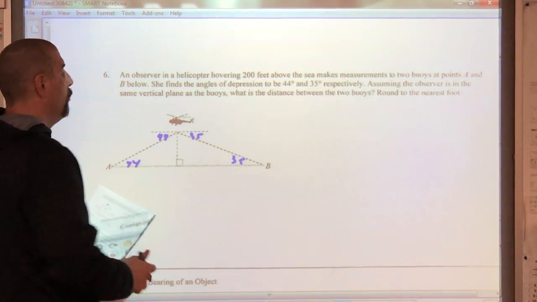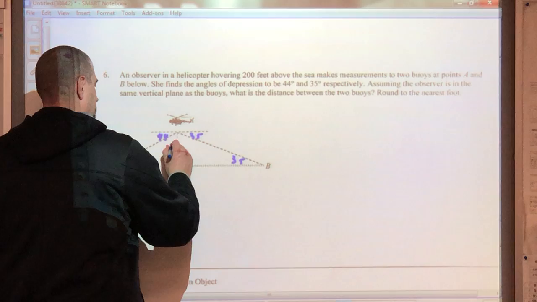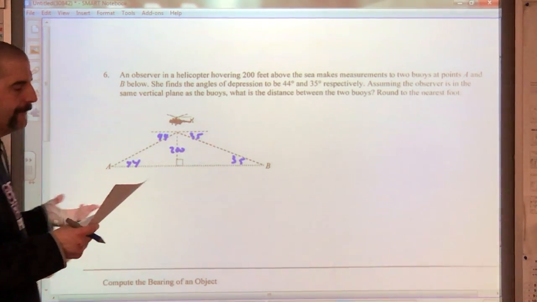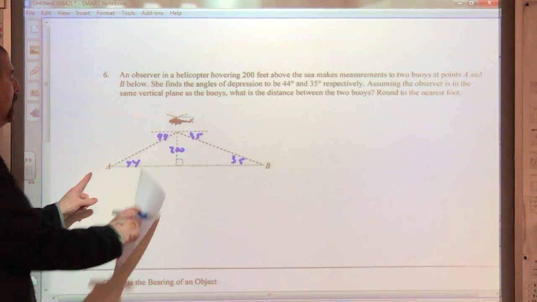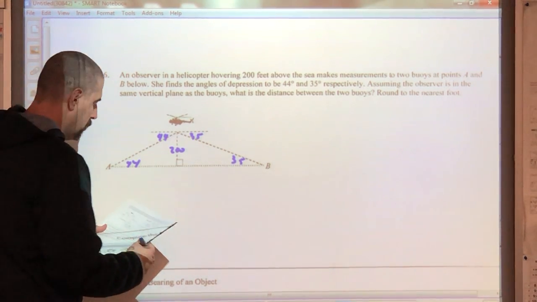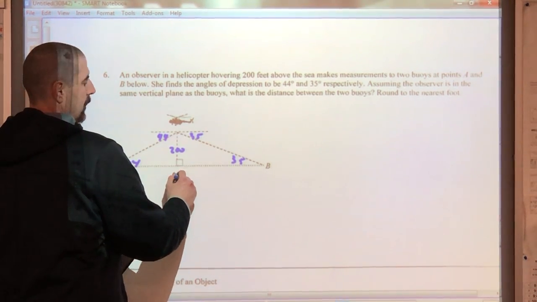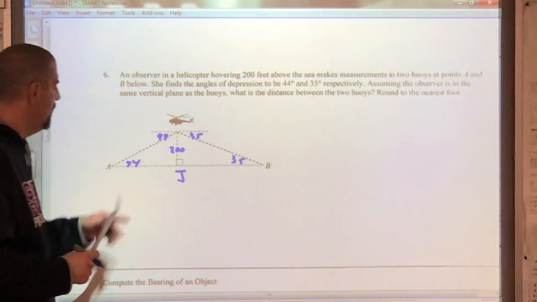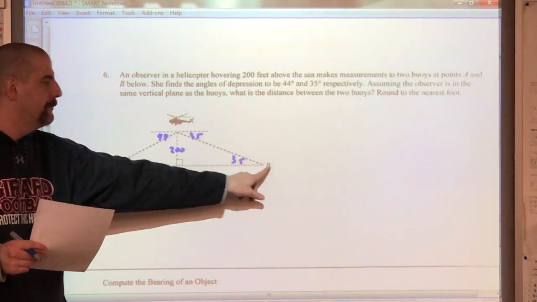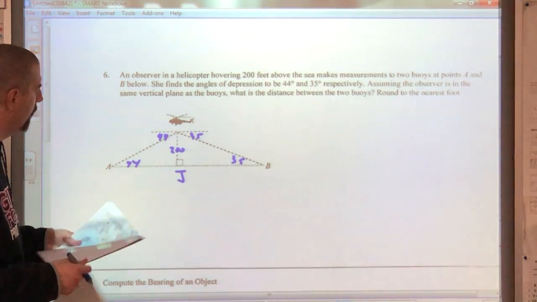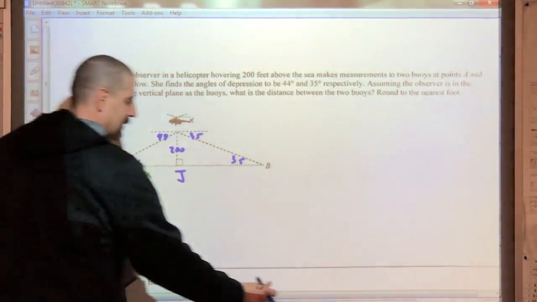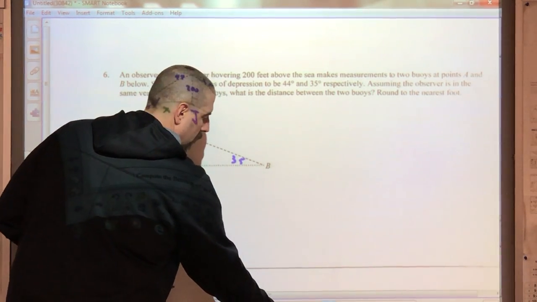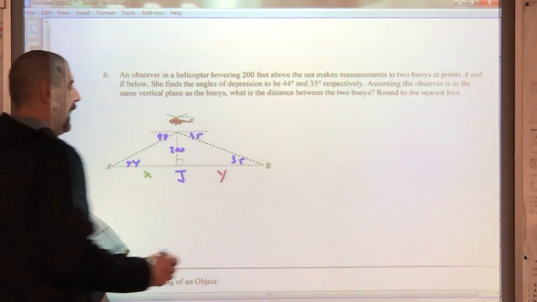It's a trick here. We know we're 200 feet, 200 right here. So now we need to find the distance between A and B. You can't find that all by itself. You're going to have to find this distance. We'll call this point J. So A to J and J to B, we'll have to find those two spots. So let's call this side X, and this side we'll call Y.